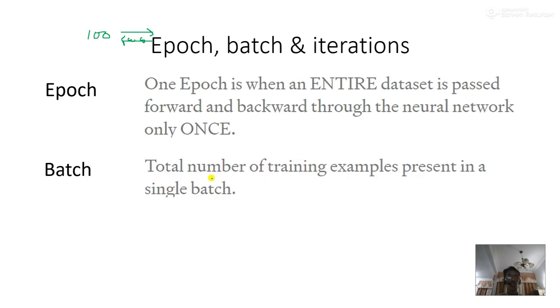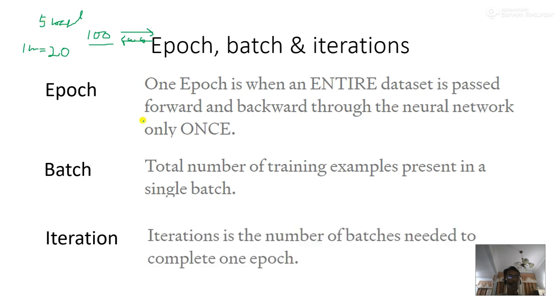So this happens 100 times because there are 100 samples. Now, the batch is the number of training examples present in a single batch. So if you have 100 samples, let's say you have 5 batches. That means one batch is equal to 20 samples. So in order to get one epoch, you have to go through 5 batches, because 5 times 20 equals 100. In this case, one batch is 20, so that means you have 5 batches.